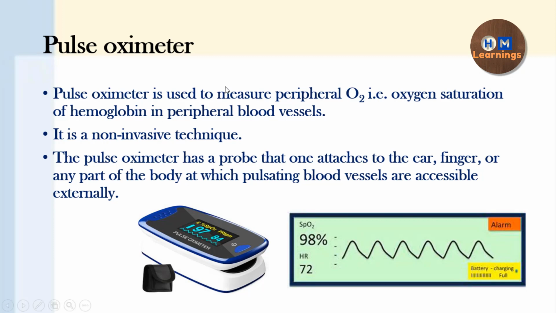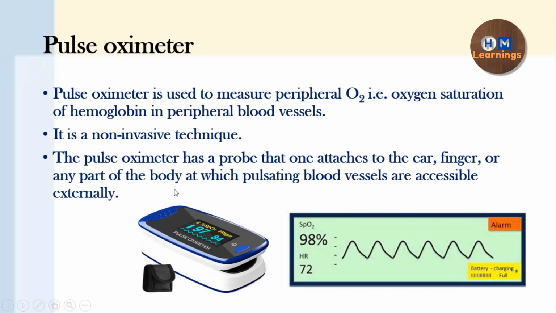So it is used to measure the peripheral O2. What do you mean by peripheral O2? Peripheral O2 means that we are measuring non-invasively the peripheral oxygen saturation of the hemoglobin in the arterial blood. That is by placing the pulse oximeter at the peripheral sites. You are placing the pulse oximeter either at the fingertips or at the ear or any pulsatile blood vessel which can be accessible externally. Okay, and it is a non-invasive technique.